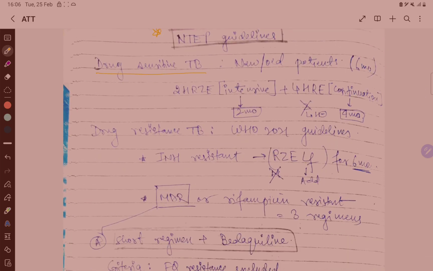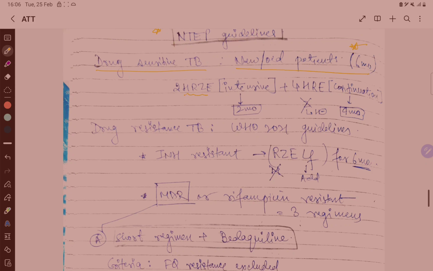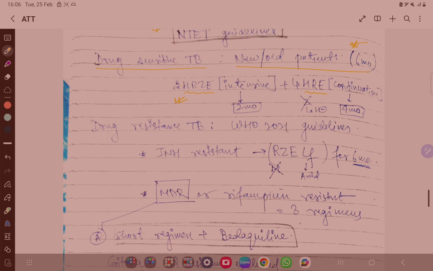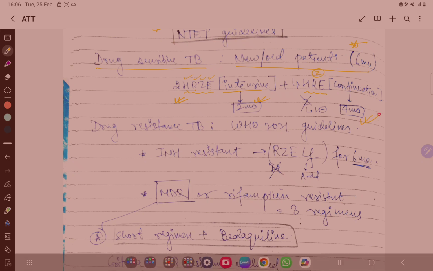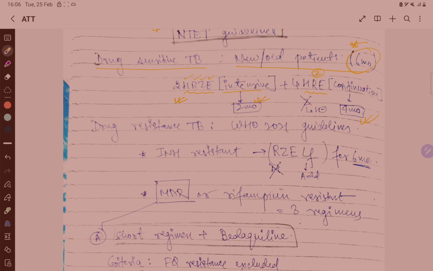For drug sensitive TB, new or old patient, the drug is given for 6 months: 2 HRZE plus 4 HRE. What do you mean by that? For 2 months, we give a combination dose of HRZE: isoniazid, rifampicin, pyrazinamide, ethambutol. These are the shortcuts. So the intensive phase is for 2 months, then we remove pyrazinamide because it was causing liver damage, and we give the continuation phase for 4 months. So there is a 6 month duration for drug sensitive TB.